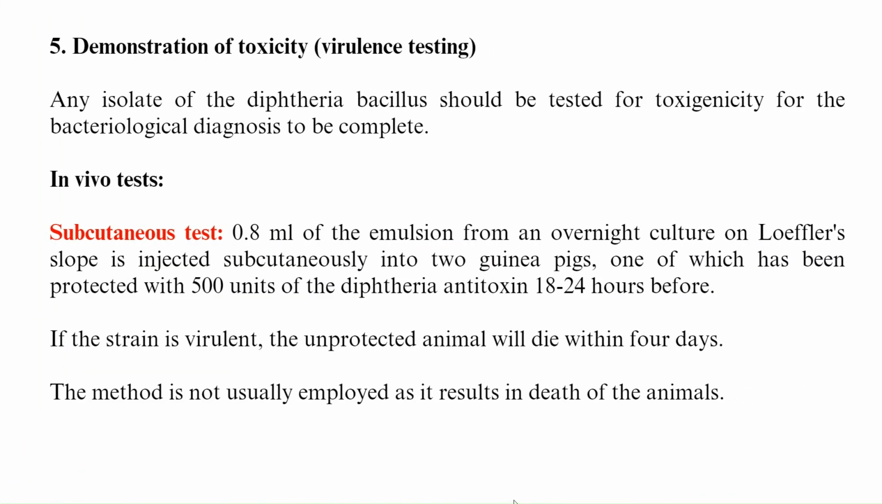Demonstration of toxigenicity, virulence testing. Any isolate of the diphtheria bacillus should be tested for toxigenicity for the bacteriological diagnosis to be complete. In vivo tests include the subcutaneous test, in which 0.8 milliliters of the emulsion from an overnight culture on Loeffler's slope is injected subcutaneously into 2 guinea pigs, one of which has been protected with 500 units of the diphtheria antitoxin 18 to 24 hours before. If the strain is virulent, the unprotected animal will die within 4 days. The method is not usually employed as it results in death of the animals.